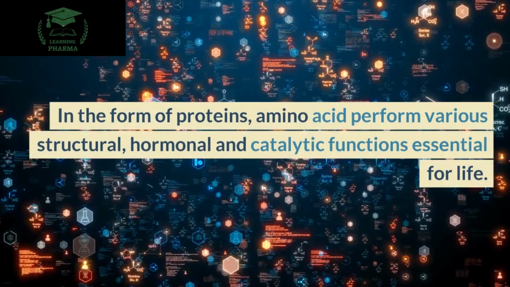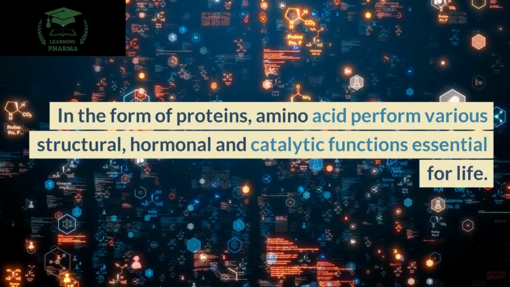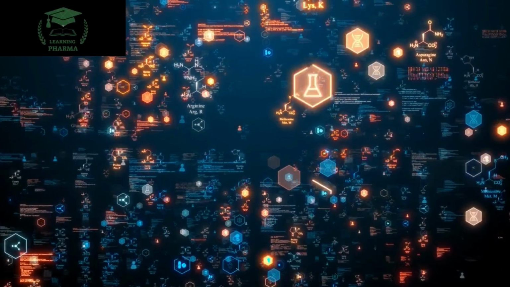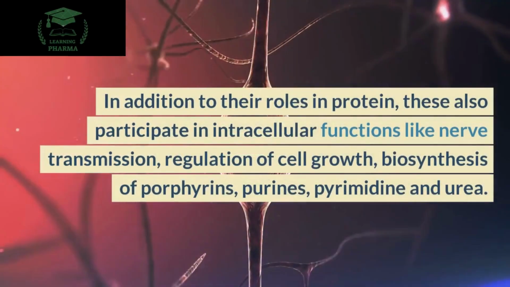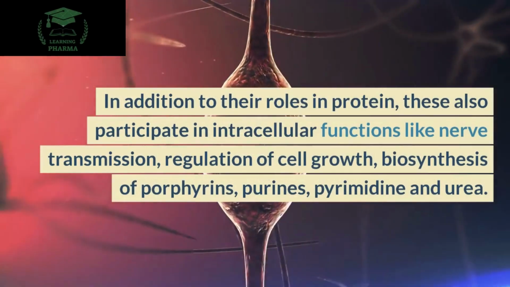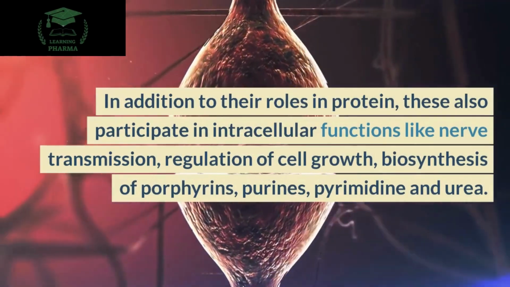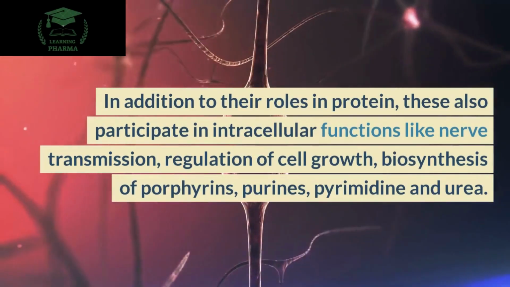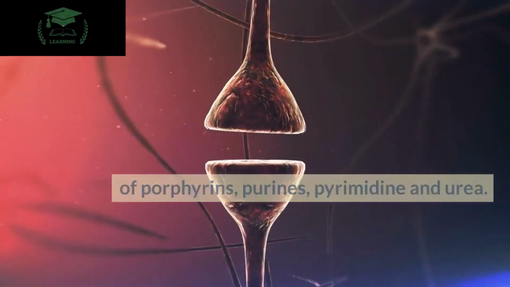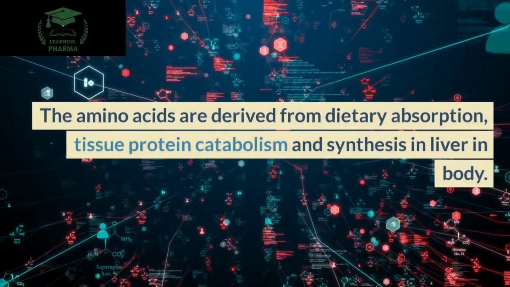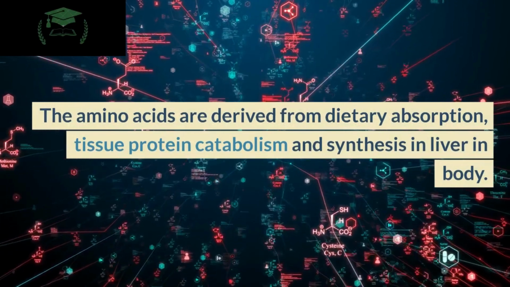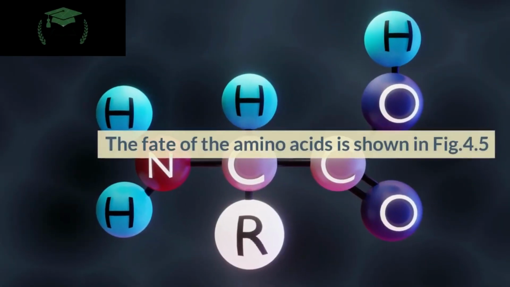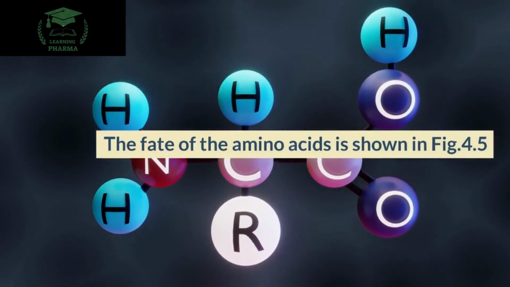In the form of proteins, amino acids perform various structural, hormonal and catalytic functions essential for life. In addition to their roles in protein, these also participate in intracellular functions like nerve transmission, regulation of cell growth, biosynthesis of porphyrins, purines, pyrimidine and urea. The amino acids are derived from dietary absorption, tissue protein catabolism and synthesis in the liver in the body. The fate of the amino acids is shown in Fig.